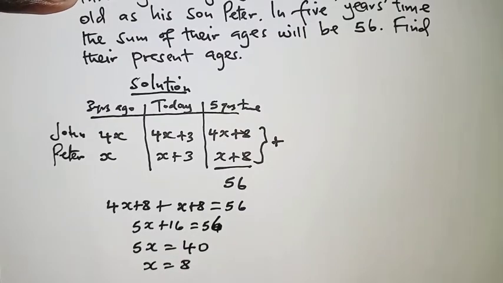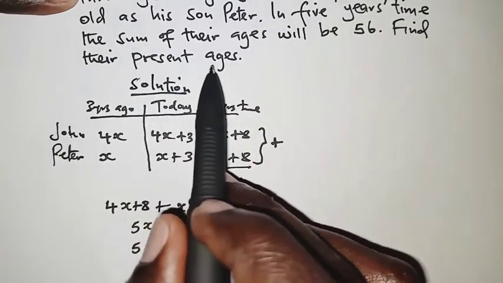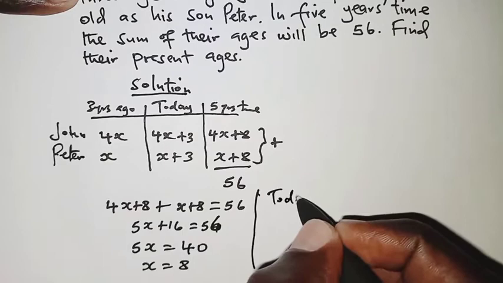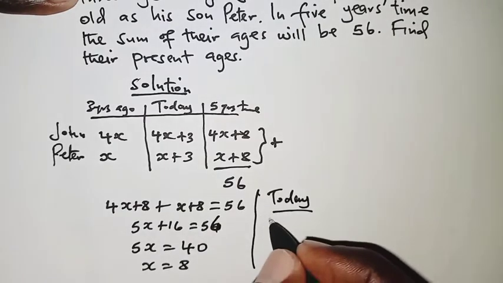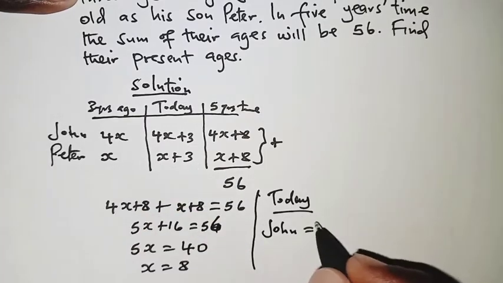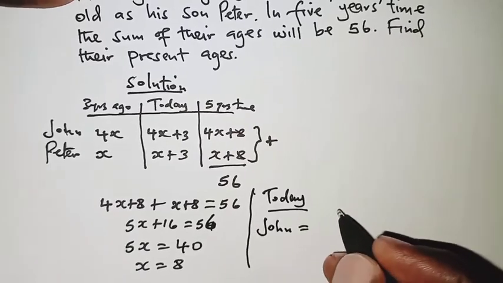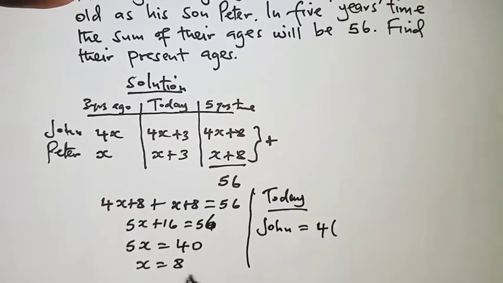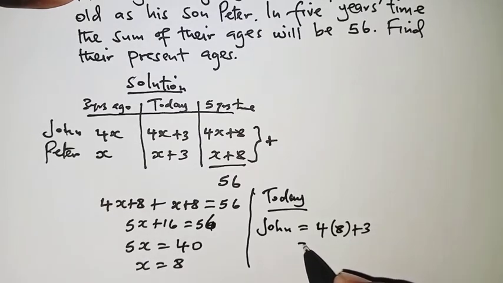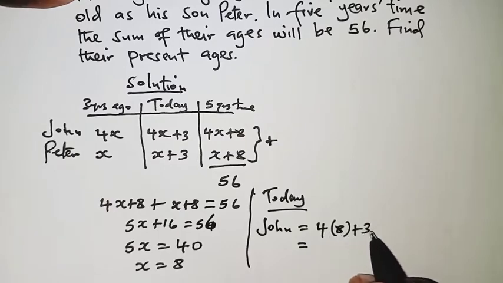So if x is 8, we are asked about their present ages, so their ages today. Today we are told that John is 4x plus 3. So we'll have to substitute for x. So we have 4x and x is 8, plus 3. So the age of John today is 4 by 8, that is 32. 32 plus 3, that is 35. So we have 35 years old.